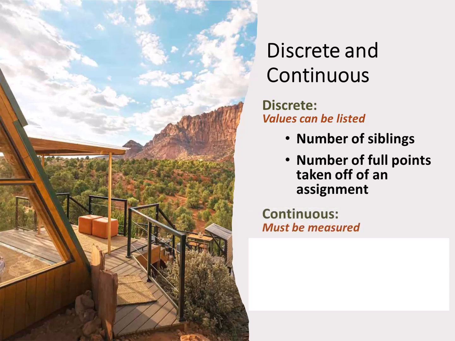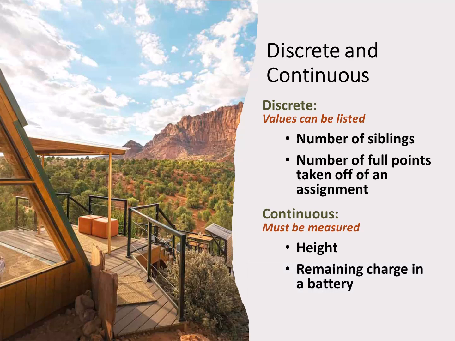Continuous variables can't be listed. They must be measured. Height is an example of a continuous variable. All possible heights can't be listed. Height must be measured. Another example of a continuous variable is the amount of charge remaining in a battery.